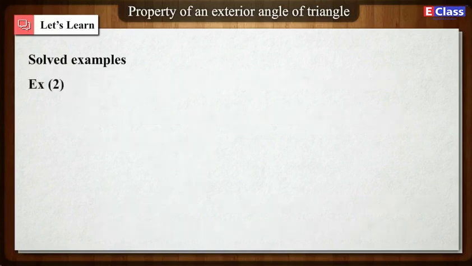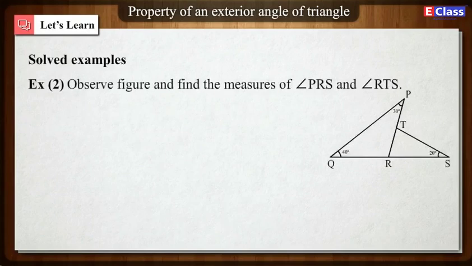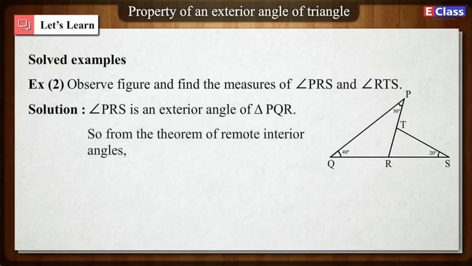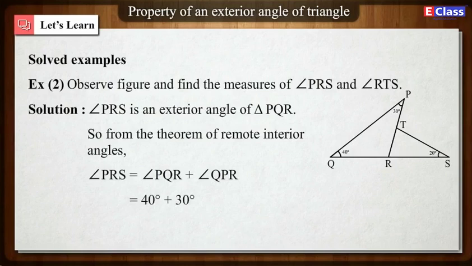Example 2. Observe figure and find the measures of angle PRS and angle RTS. Solution. Angle PRS is an exterior angle of triangle PQR. So, from the theorem of remote interior angles, angle PRS is equal to angle PQR plus angle QPR, which is equal to 40 degrees plus 30 degrees, which is equal to 70 degrees.